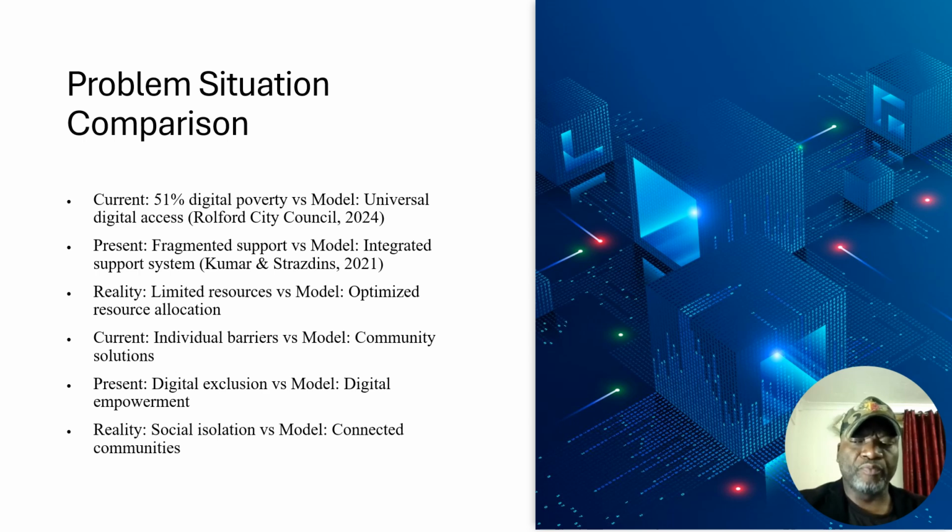Now, about the situation of this problem, or what we call the problem situation comparison, let's look at where we are versus where we need to be. Because currently we're facing 51% digital poverty, as we said earlier on, and our model aims for universal digital access. But we'll be moving from fragmented support to an integrated system, and from individual barriers to community solutions as we go on. And we'll get this comparison done in order to help us understand the gap that we need to bridge.